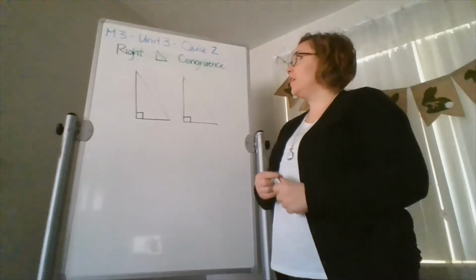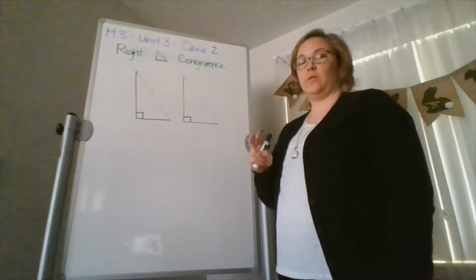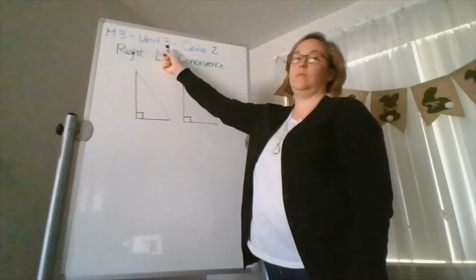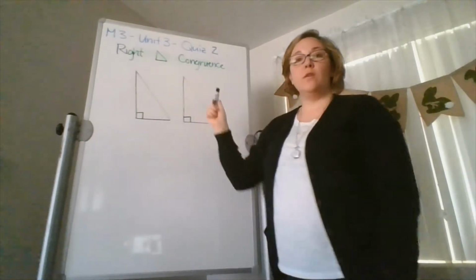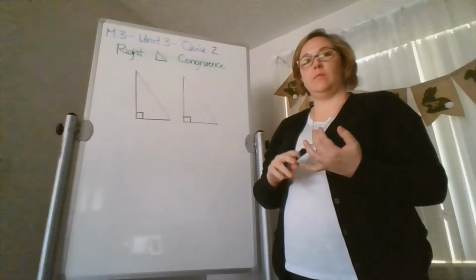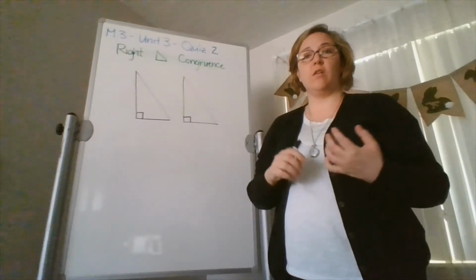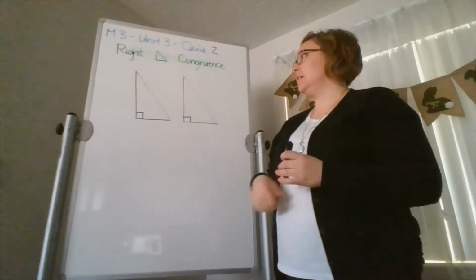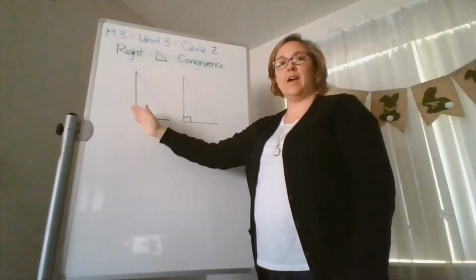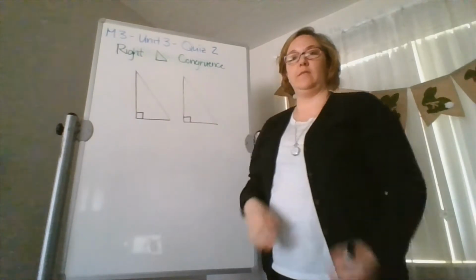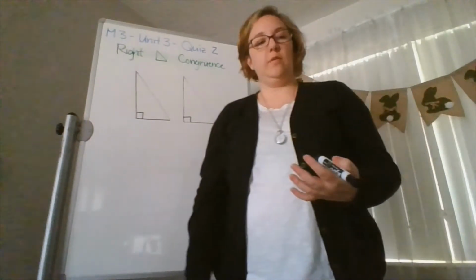Hi, today I'm going to talk about the second quiz in Math 3, Unit 3, which is all about right triangle congruence. We're going to learn about different theorems that can prove that two right triangles are congruent, meaning that they are the exact same shape, with the same measurements for sides and angles and all of that, so they'll have the same area, all of those things.